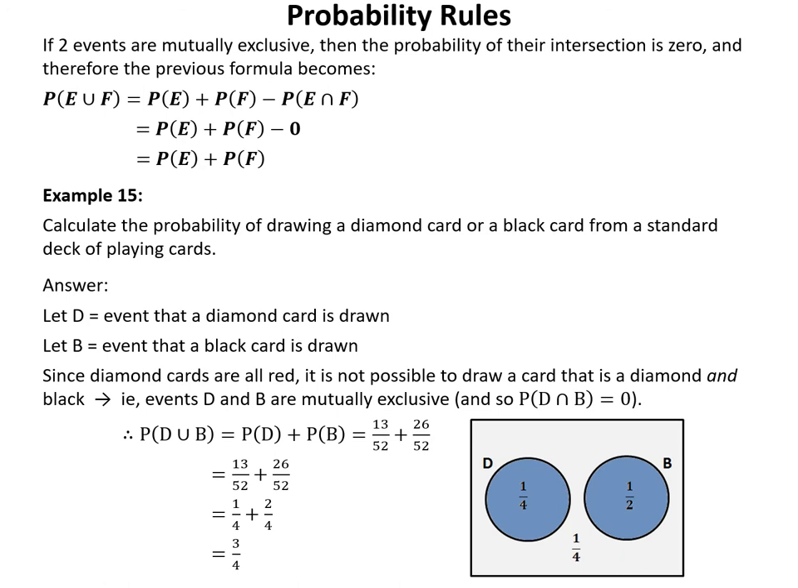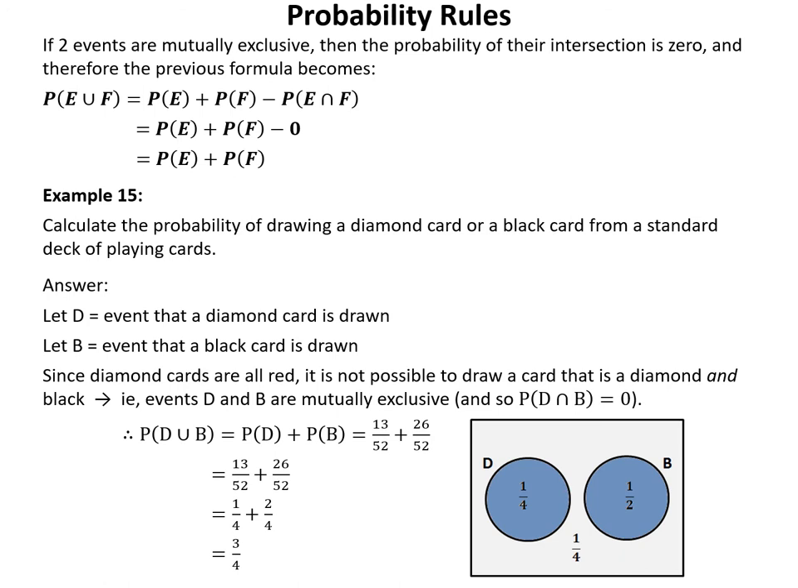So if we define our events as D equals the event of drawing a diamond card and B equals the event of drawing a black card, since diamond cards are all red, it's not possible to draw a card that is diamond and black. In other words, events D and B are mutually exclusive. And so the probability of D intersection B equals zero. So therefore, the probability of getting a diamond or a black card is equal to the probability of getting a diamond plus the probability of getting a black card.